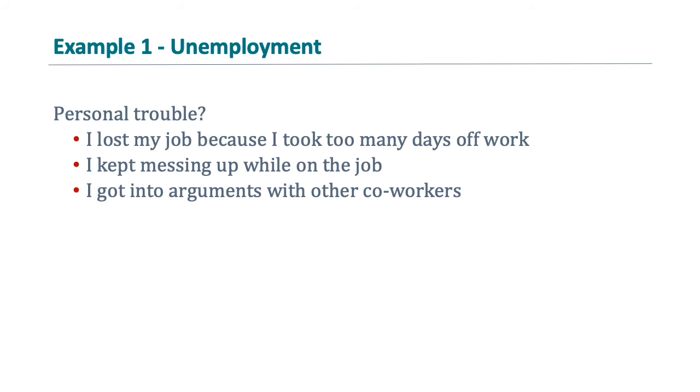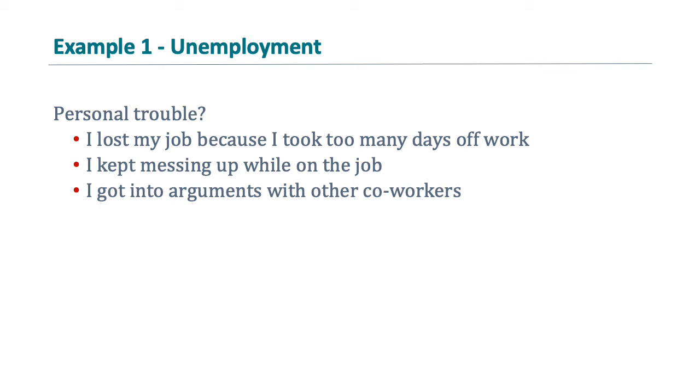So my first example is unemployment. If you've ever been unemployed, couldn't find a job, or even lost a job, then you'll understand this example fairly well. So if you're unemployed, you might wonder if it's a personal trouble. Did you lose your job because you took too many days off work, or you kept messing up while you were on the job, or you got into arguments with other coworkers? If you make mistakes like these, then it might be a personal trouble, and that might explain why you are unemployed. But it could be more than that.